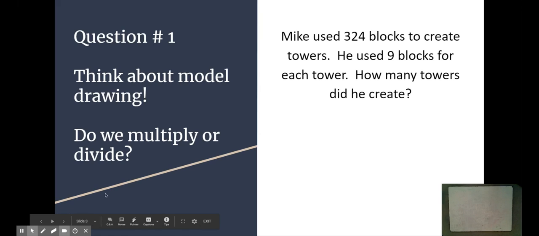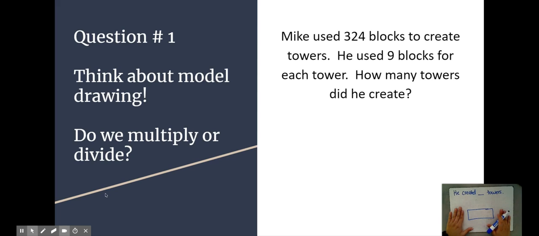All right, so it says Mike used 324 blocks to create towers. He used 9 blocks for each tower. How many towers did he create? So first off, you need to make sure you make your solution sentence. So he created blank towers, right? And then your strip diagram. If you make your strip diagram, it'll help you think about what to do. All right.